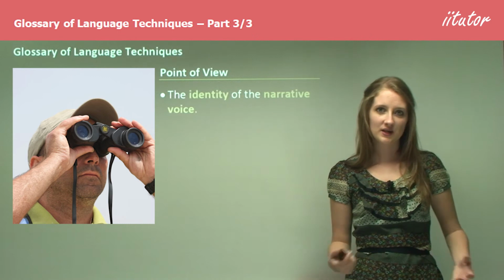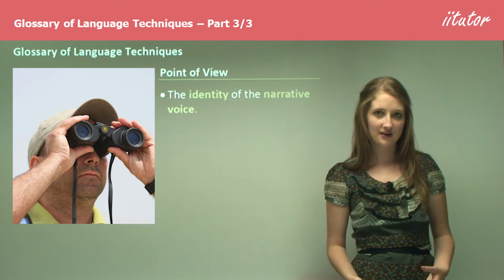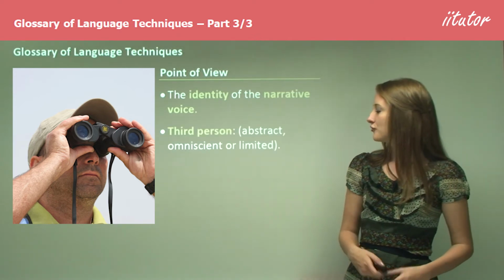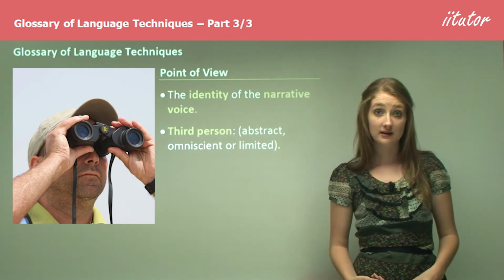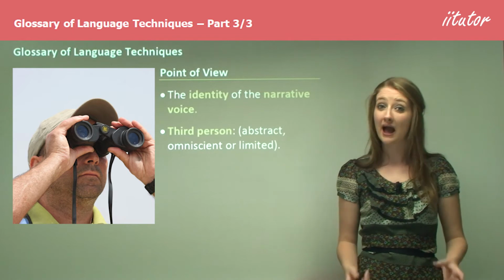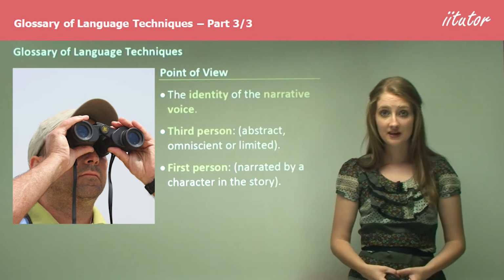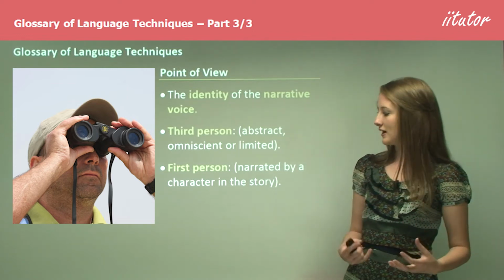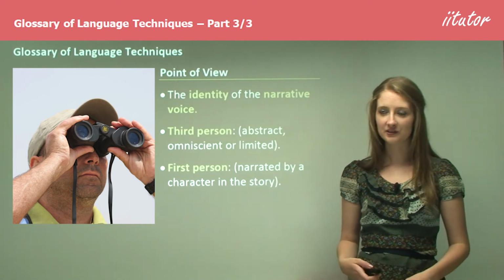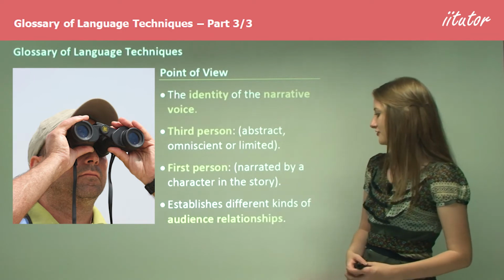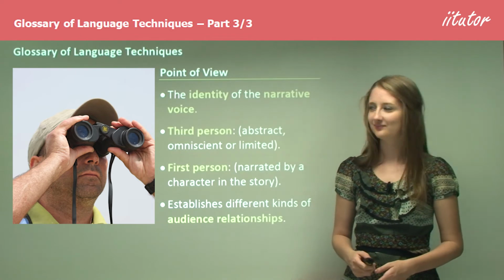Point of view is another technique we can look at. So this is when the identity of the narrative voice is made very clear through the writing. So third person, for example, abstract, omniscient, or limited narrator. This is where things like she or character names are going to be used. First person is the complete opposite of this, and this is when we're getting things like it being narrated by a character in the story, and so therefore the perspective of I, and a more personal narration. This establishes different kinds of audience relationships and different ways of telling and expressing a story.